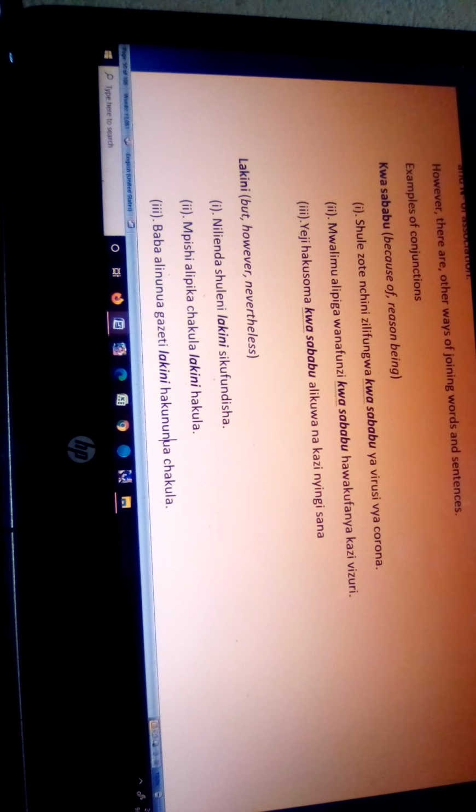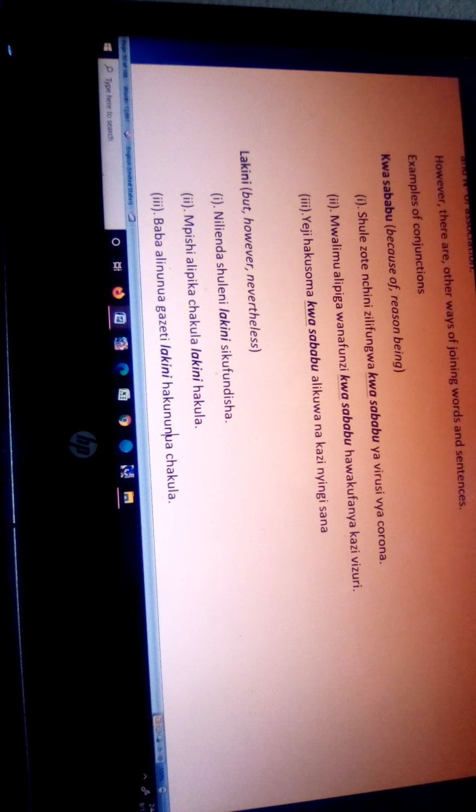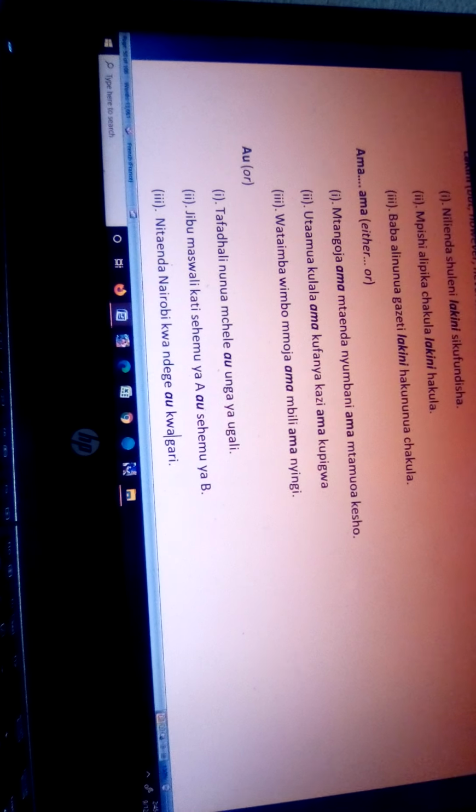Another sentence is baba alinunua gazeti lakini hakununua chakula. This baba, this father is not a serious parent. How can you buy a newspaper and you don't buy food? Will people eat the newspaper? Fine, we have the important things first. Maybe to him, the newspaper was the most important, to receive information. And then what? The information will stress you, and then you will need food, which you've not bought.